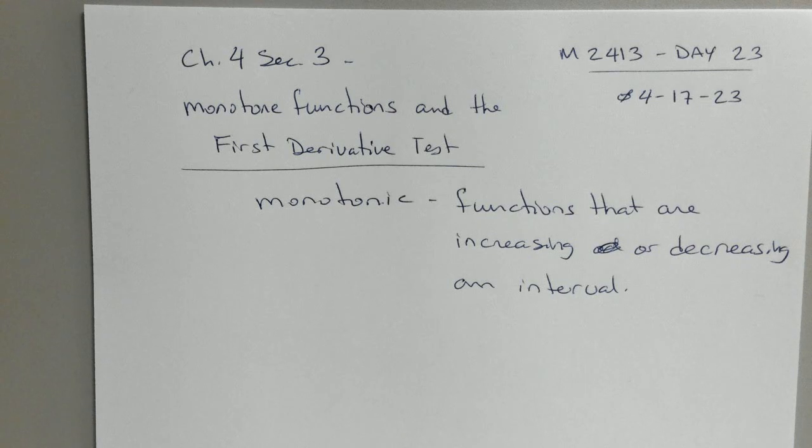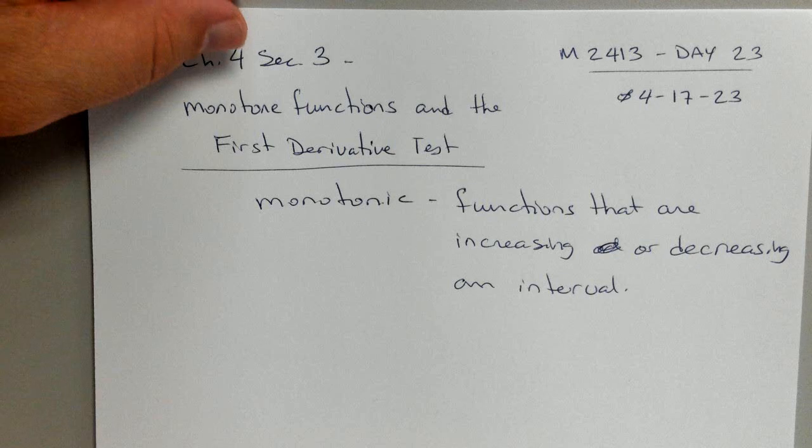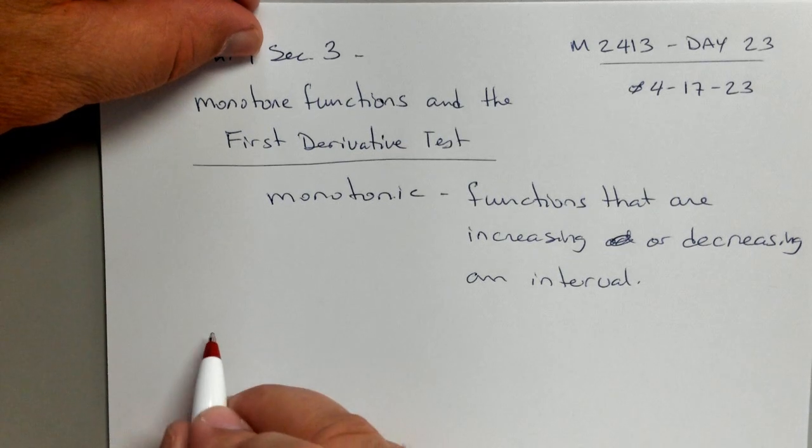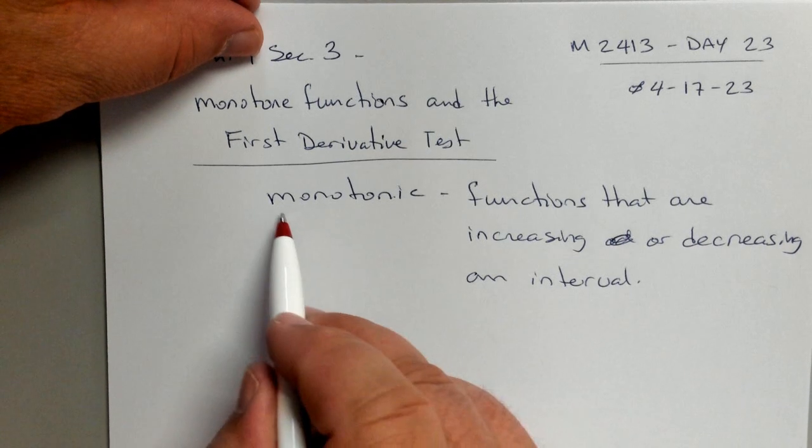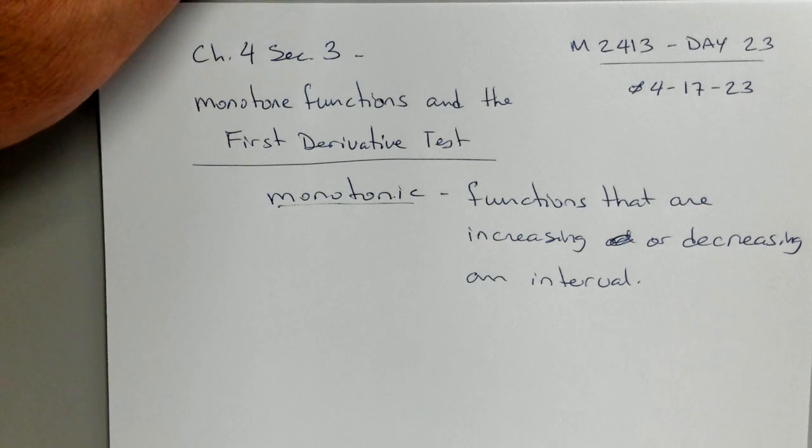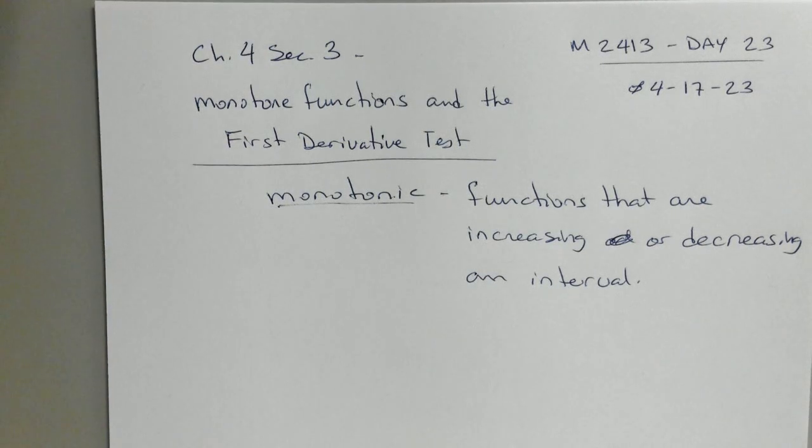What we know from algebra and what we've done so far in the first or second derivative tests, which is what today's topic is about. So, to begin with, what is a monotonic function? A monotonic function is a function that is either increasing or decreasing on an interval. It can't be both. So, on a certain interval, a function has to be either increasing, decreasing, or 0.